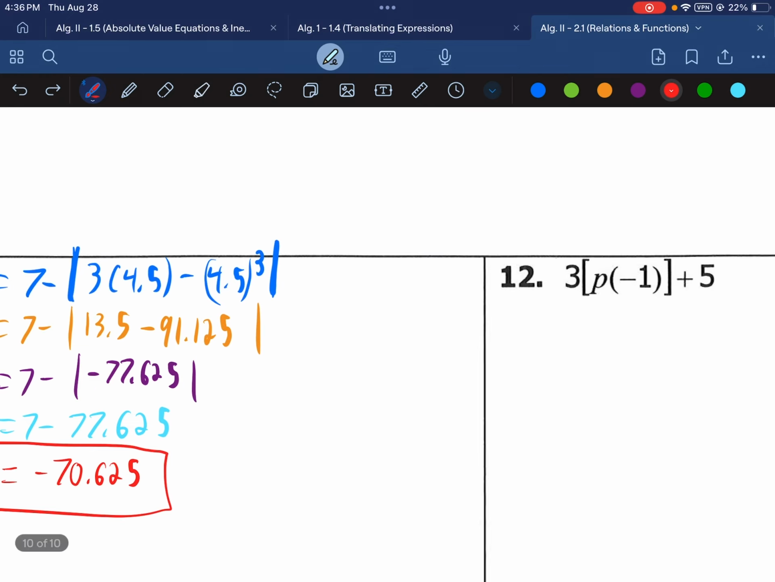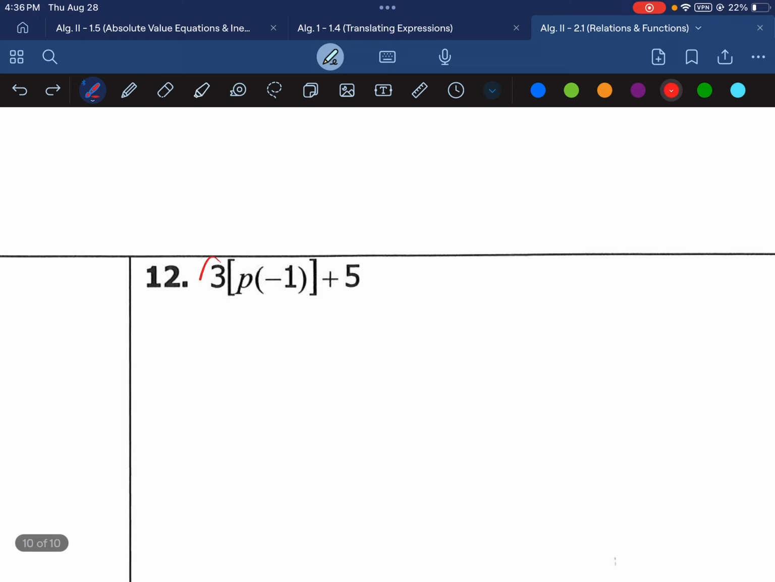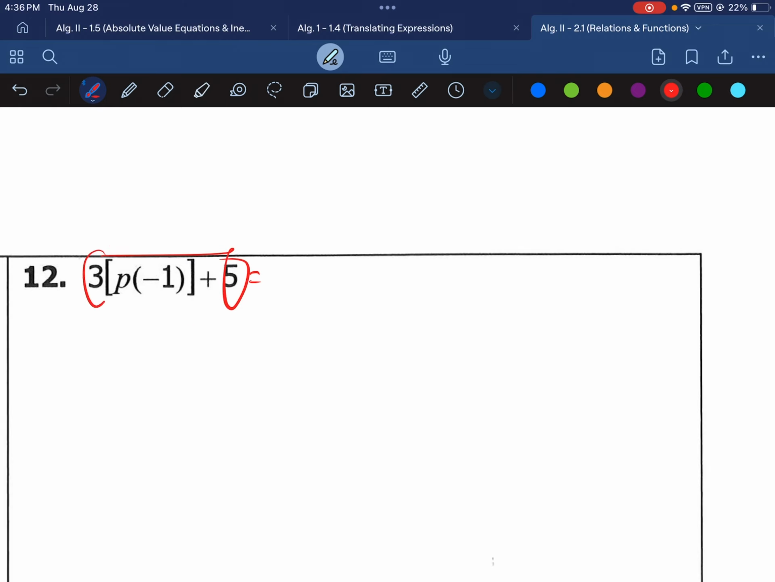Number 13, or excuse me, number 12 here, my apologies. I saw the 3 and it conflated my mind. So 3 times p of negative 1, plus 5. I take p of negative 1, I plug it in, and I find that result. I multiply by 3 and add 5. So I could do all those as separate steps, like find p of negative 1, and then do that other math from there where I multiply by 3 and add 5.